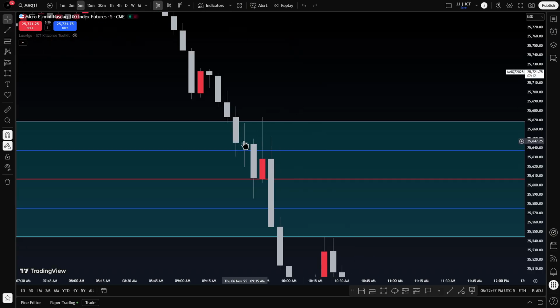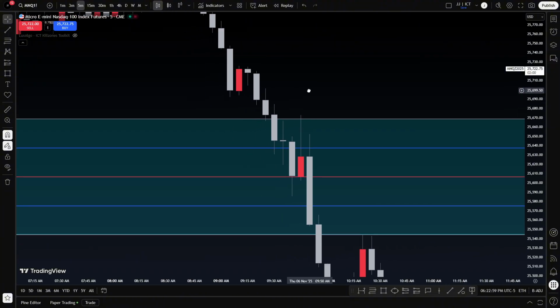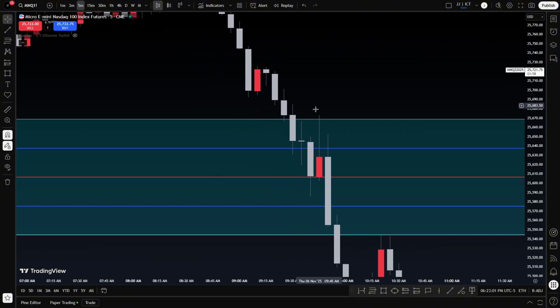At 9:30, which is about right here, we begin digging into the suspension block. We've hit the upper quadrant. So what should happen? PD arrays should start getting created and referred to. Signatures can also be created around this time too. Notice when price hits the upper quadrant, what happens?